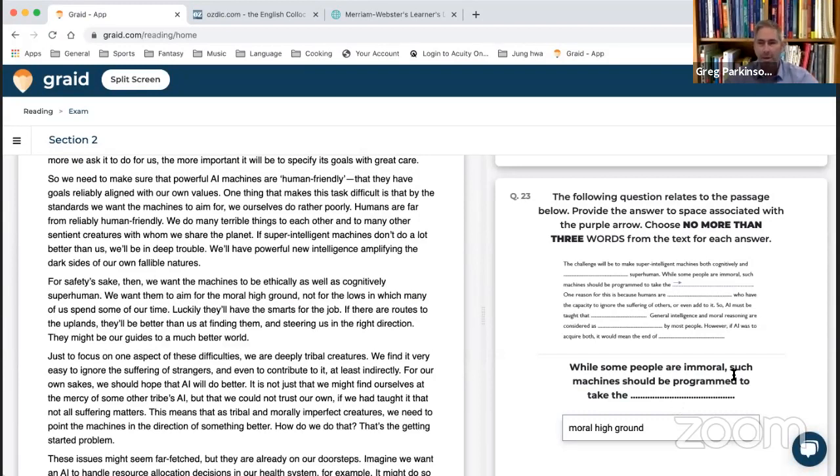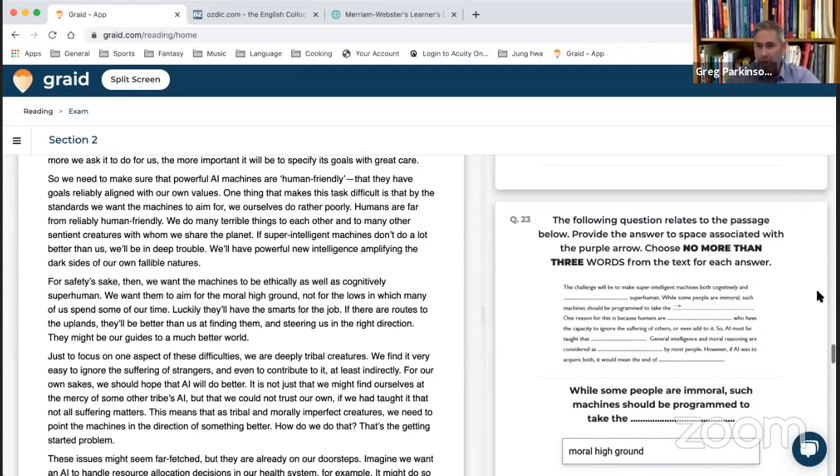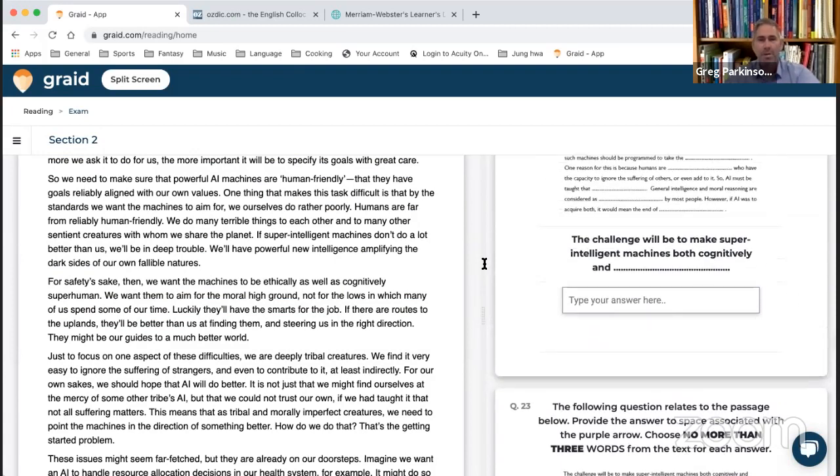Right? So now that I feel I'm on the right track and I've found where I should be searching for the answers, I might go back to question 22, because hopefully that answer might be near where we found the answer for 23. So the challenge will be to make super intelligent machines both cognitively and also use the grammar hints. So "and" is going to be followed by a noun at some point, right?